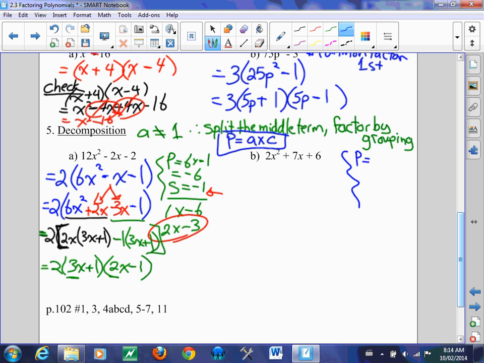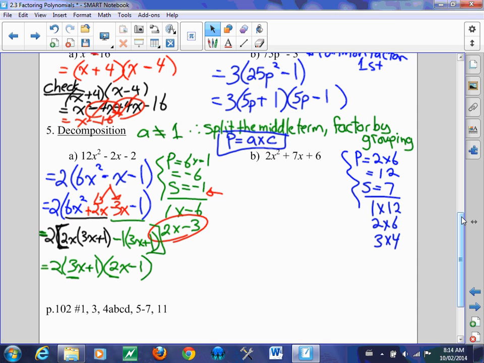So my product equals 2 times 6, which equals 12. Okay? And my sum equals 7. Okay? So we could do 1 times 12, 2 times 6, or 3 times 4. Again, you don't need to write them all out. I'm just doing it for those that need the help. And which one is the sum of 7? 3 plus 4. 3 times 4.